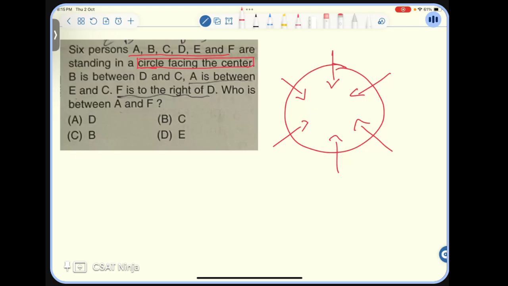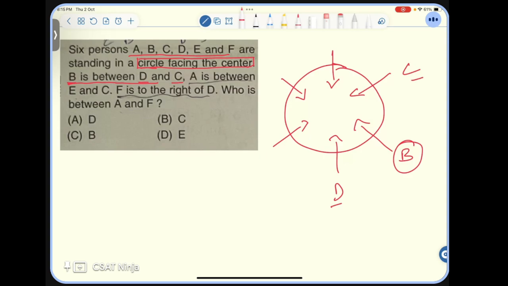The first statement here is B is between D and C. I'll put D here and C here. So B is inserted here. B is between D and C. That's statement number one.